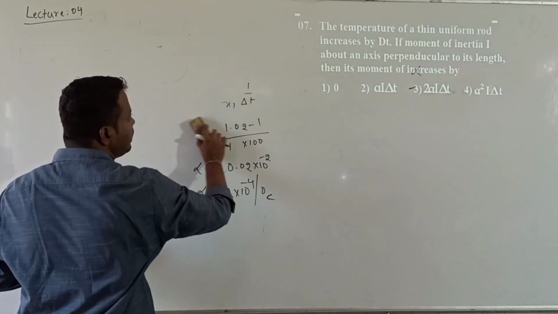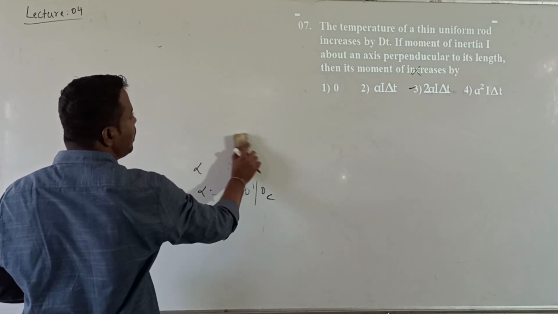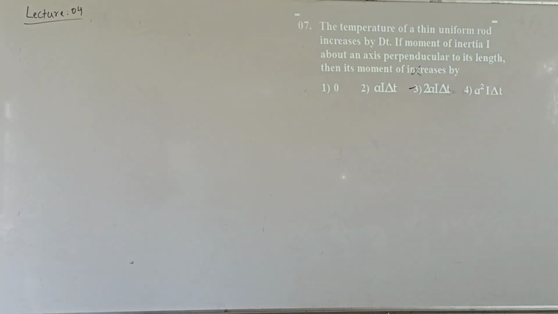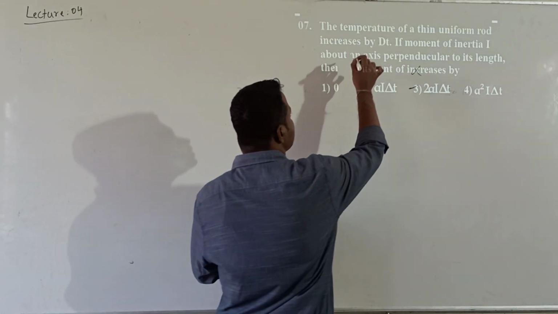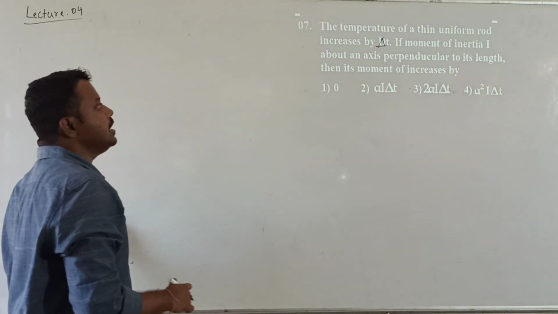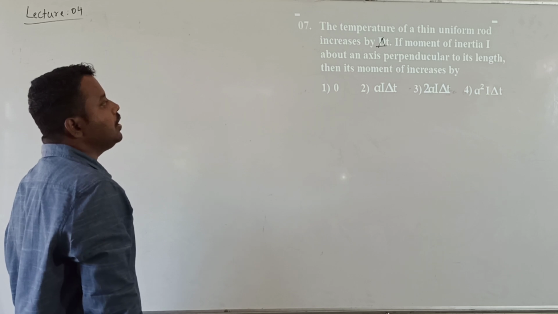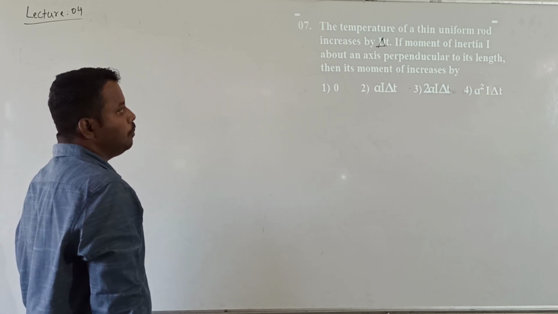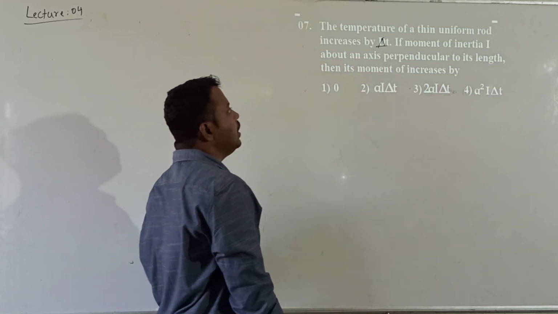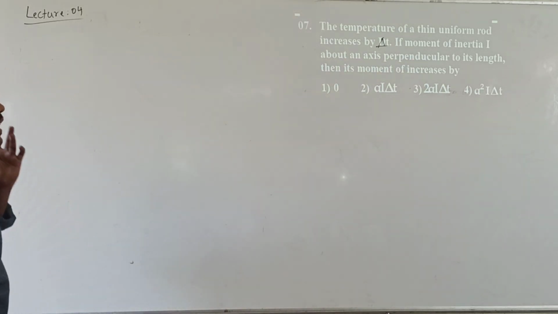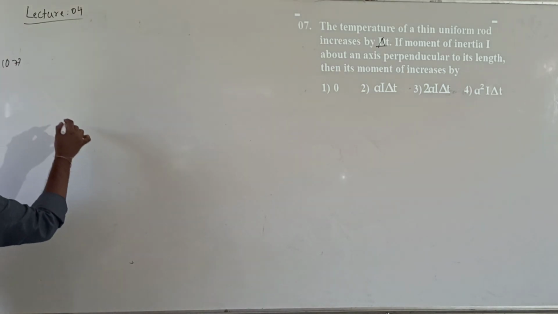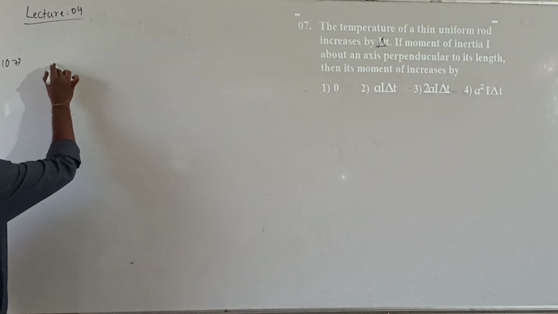So what is this question? The temperature of a thin uniform rod increases by delta T. That is not dT, so here I can write it as delta T. If I is the moment of inertia about an axis perpendicular to length, then the moment of inertia increases by how much? Question number 7: what is given is a thin uniform rod.